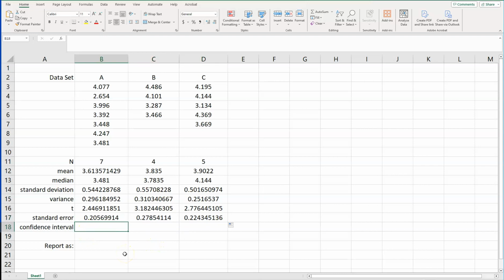Now finally I can calculate the confidence interval. The confidence interval is going to be the critical t-value here times the standard error. So all I have to do is multiply those two numbers together. Then I can drag that over. And I've got my confidence intervals.